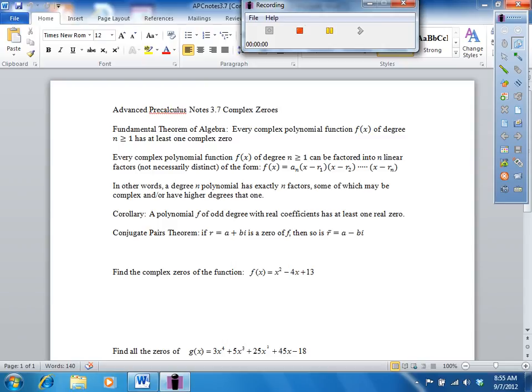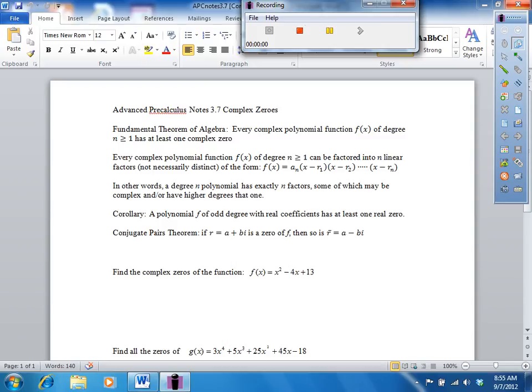So right here it says, in other words, a degree n polynomial has exactly n factors, some of which may be complex and or have higher degrees than 1. So what that means is that you have as many roots or factors as you do the degree of the equation, but many of them may be imaginary.